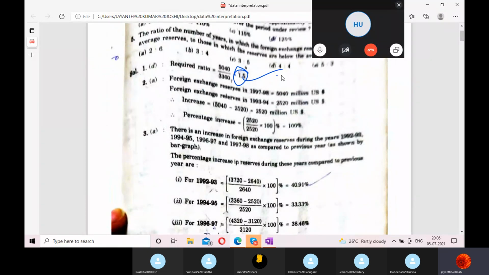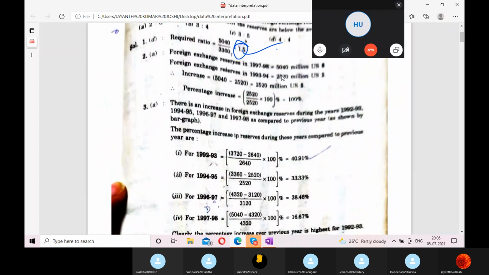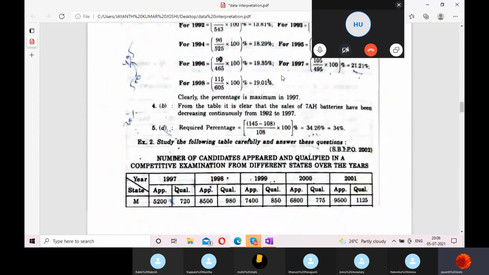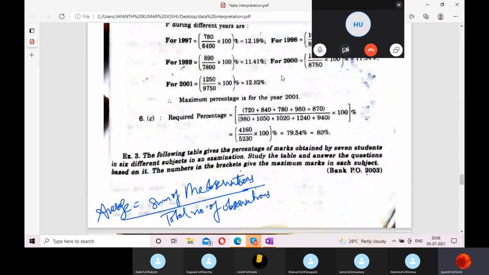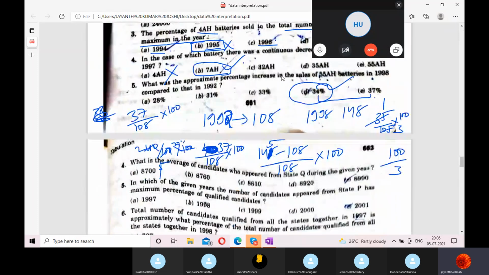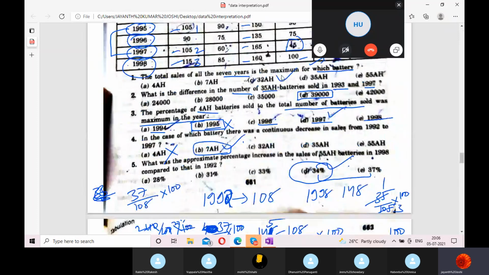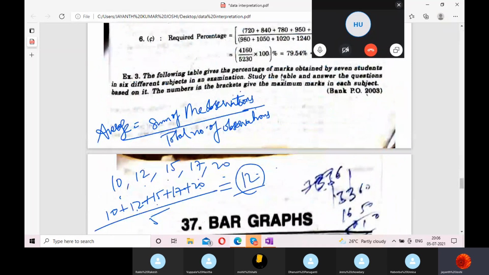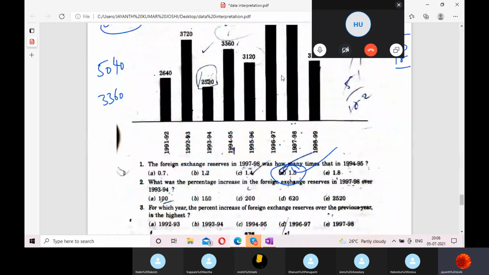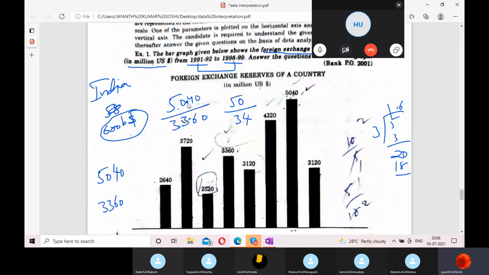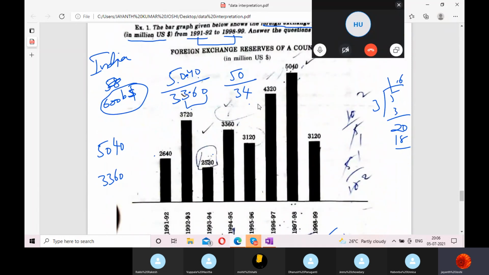Now question number 2. You should try to do this in a shortcut way. Don't go for lengthy calculation. Try to approximate. So what I did: instead of taking bigger numbers, I just took 50 by 34. 50.4 is 50 only, and 33.6 is 34. So the first question is done.